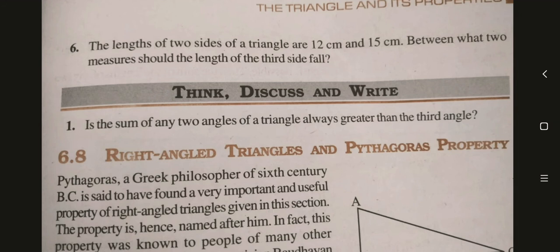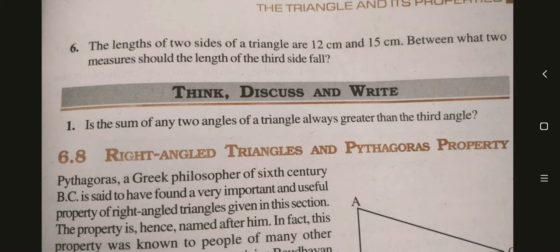Now the 6th question, that is the last question of this exercise. The lengths of 2 sides of a triangle are 12 centimeters and 15 centimeters. Between what 2 measures should the length of the third side fall? In such situations, you make use of both the theorems. The first theorem: the sum of the lengths of 2 sides of a triangle is greater than the length of the third side. The second states that the difference between the lengths of any 2 sides of a triangle is smaller than the length of the third side.